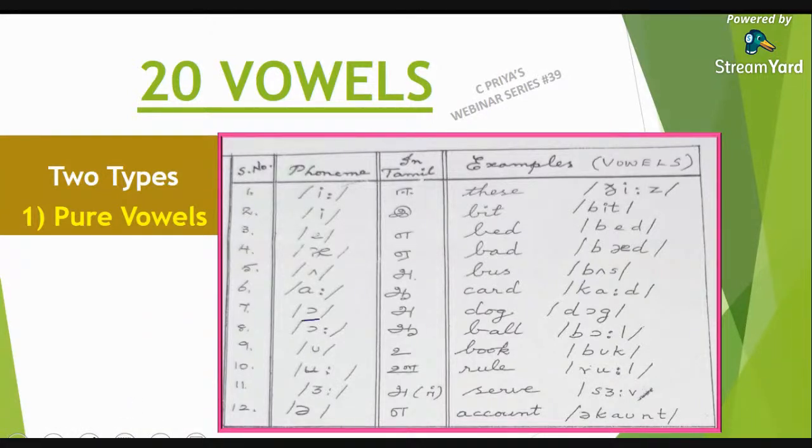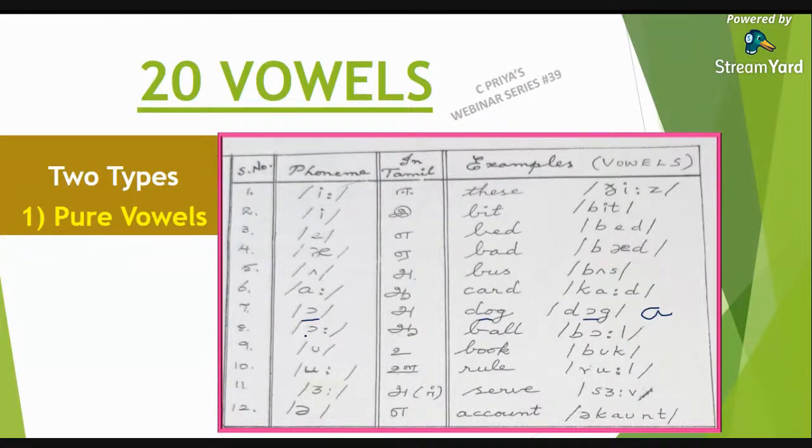The seventh is A sound. A sound. D, A, G. Dog. I have a dog. I have a dog.